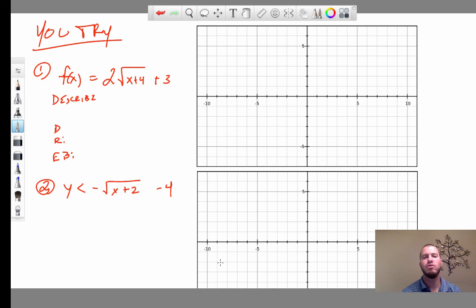Okay, so here are a couple u-try problems. Go ahead and pause it. Try to graph these. For the first one, describe the transformation, give the domain and range, and the end behavior of the graph. And then the second one, just graph the inequality.